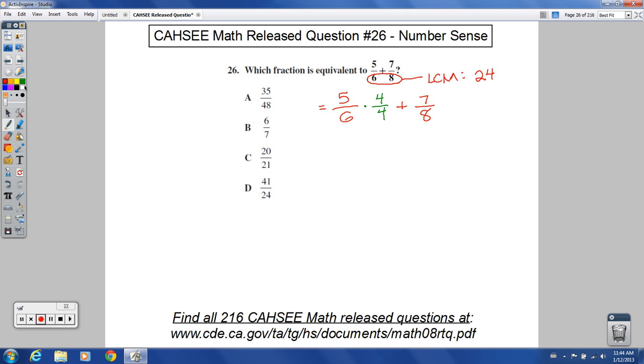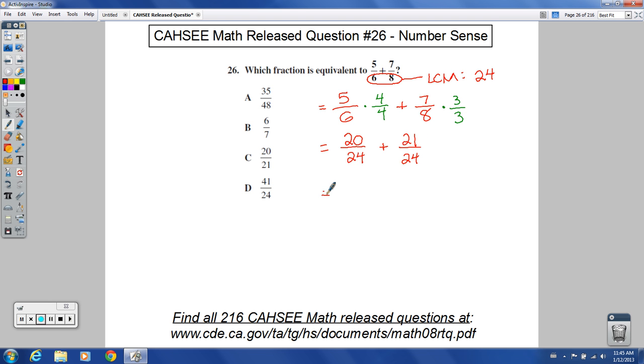And then 7 over 8, you can multiply that by 3 over 3. 3 over 3 is just 1, but multiplying the bottom by 3 will give us the desired denominator of 24. So on the bottom, we'll have 24 for this one, and we'll have 24 for this one. Multiplication of fractions is very easy. Just go straight across. So 5 times 4, that's 20, and 7 times 3, that's 21.